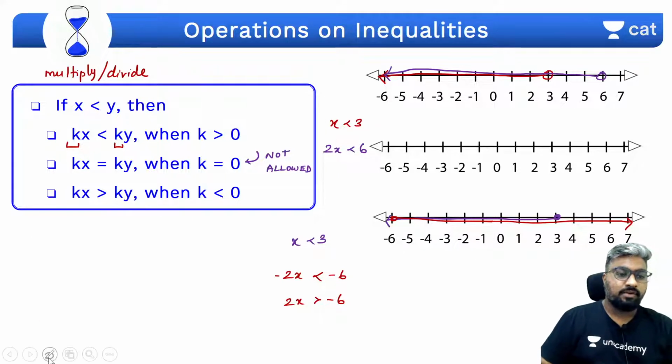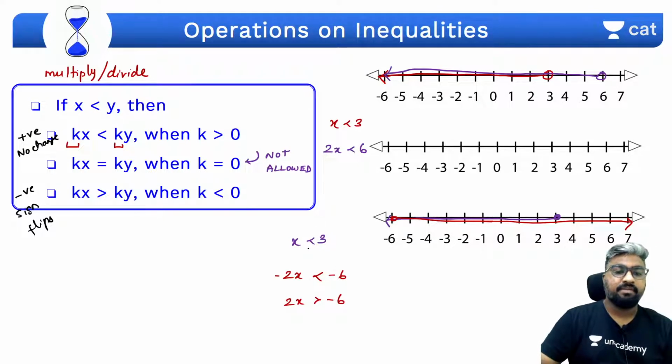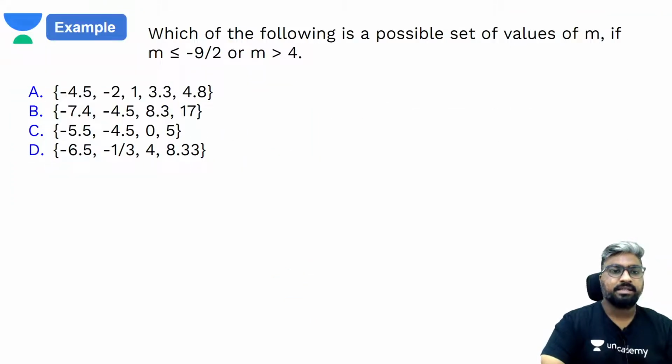So all that you have to keep in mind, guys, is that if you are multiplying by a positive number, nothing changes. No change. If you are multiplying by a negative number, then the sign will flip. Look, the sign has been flipped here: less than became greater than. Understood? Okay, this is operations on inequalities.